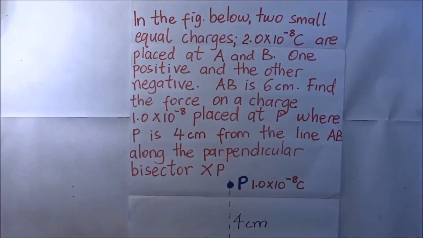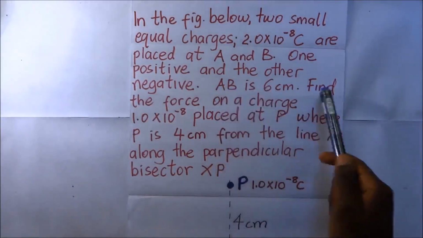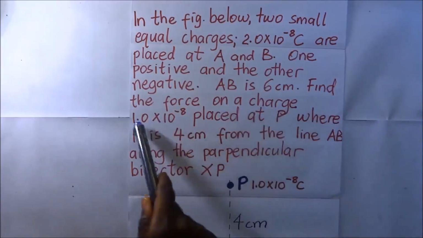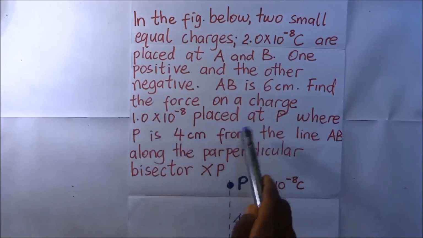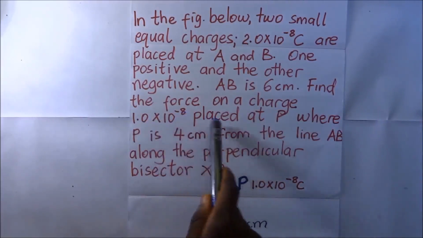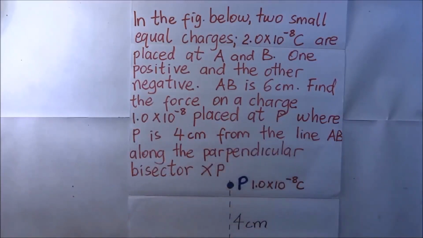In the figure below, two small equal charges, 2 times 10 to the power negative 8 coulombs, are placed at point A and point B. One of them is positive and the other is negative. AB is 6 centimeters. That is the distance between A and B. Find the force on a charge 1.8 times 10 to the power negative 8 coulombs that is placed at P, where P is 4 centimeters from the line AB, along the perpendicular bisector XP.